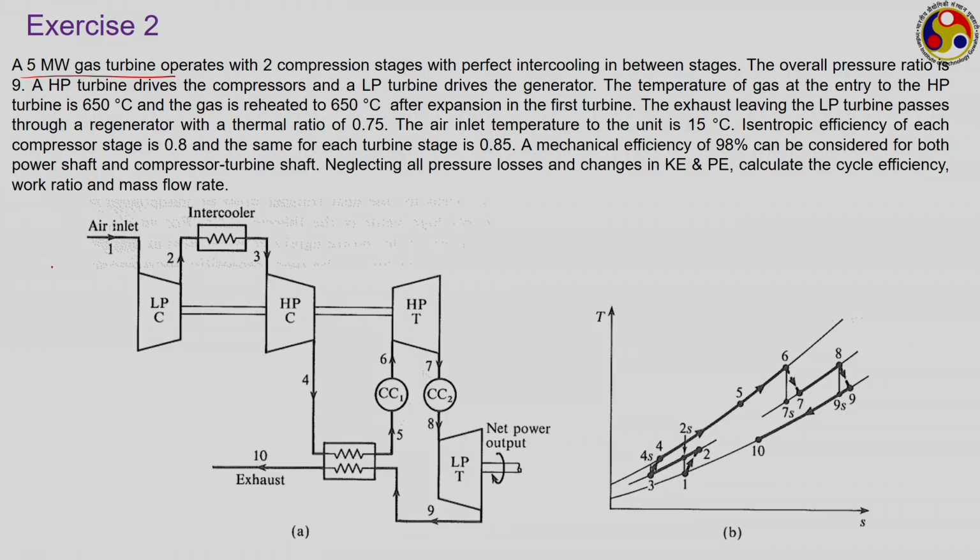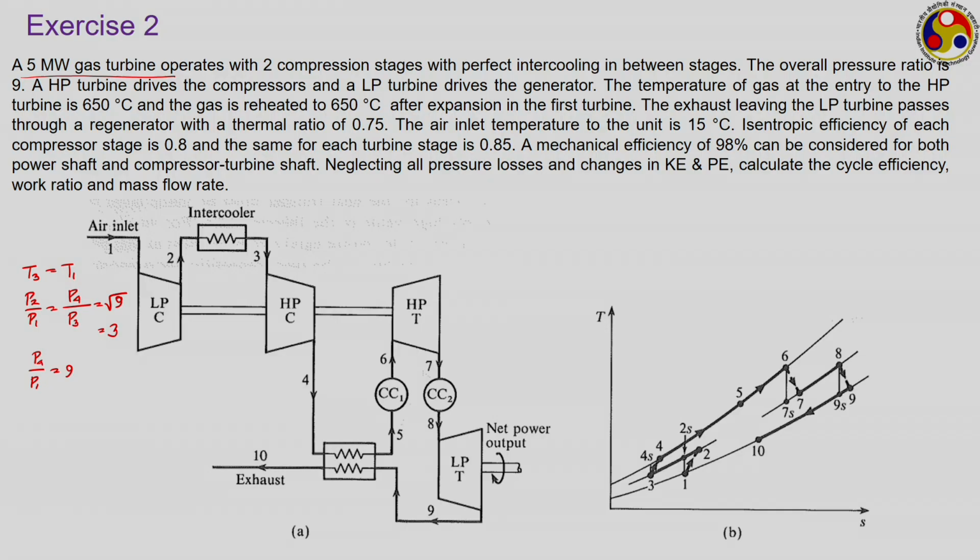So, we can easily say that T3 is equal to T1, and also the pressure ratios are equal, that is P2 upon P1 should be equal to P4 upon P3. The overall pressure ratio is given as 9. So, here it is given as P4 upon P1 equal to 9. So, the pressure ratio for each stage is equal to the square root of 9, that is equal to 3.